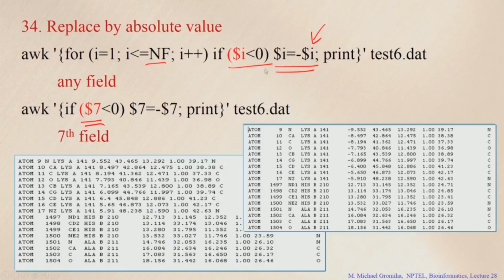If you see this one, here we have this minus value, and you can see this minus value is replaced by the plus value. So, here you can replace any of these values by the absolute value, right. Either you do it for any field or in a particular field. For a particular field you have to mention the field number, or for any field you can do it with 1 to NF, all fields. So, finally, you can replace it.